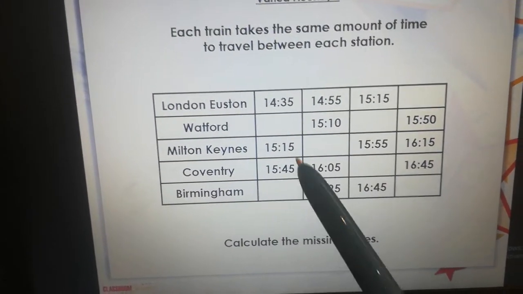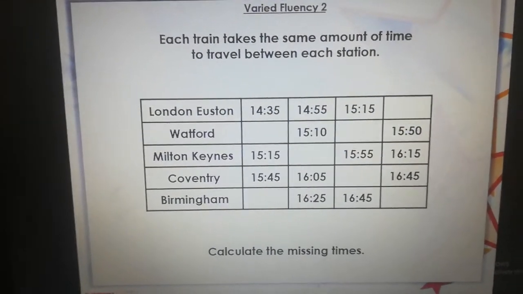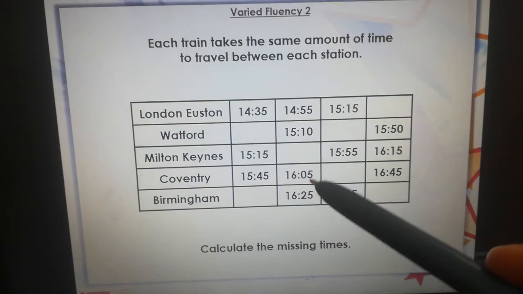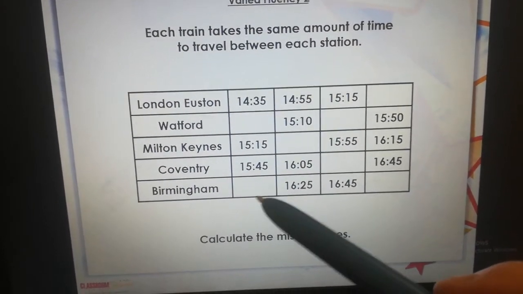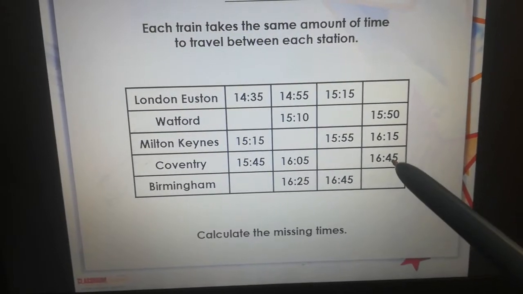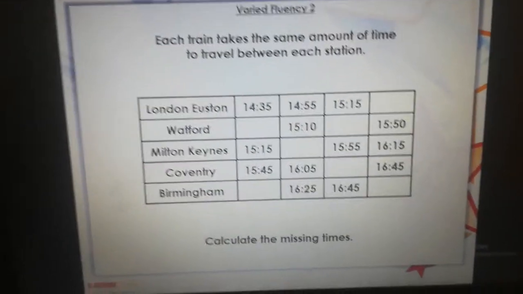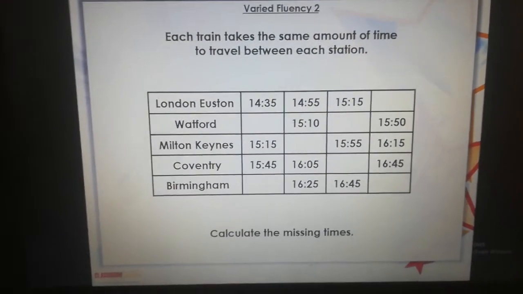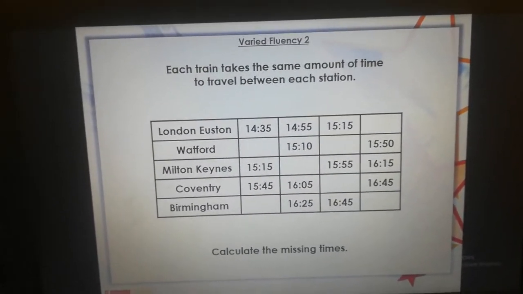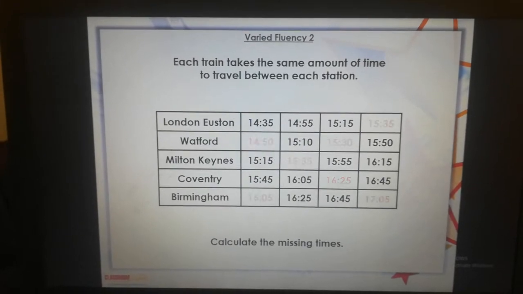Then we're looking at this time to get from Coventry to Birmingham. Got 16:05 here to 16:25. We know that's 20 minutes. So you need to add 20 minutes on here. You need to make sure that works out and fits. We need to add 20 minutes on here. So that is the way we are doing it, okay? So all the information's given, you just need to fill in the blanks. I've given you lots and lots of hints and clues there.